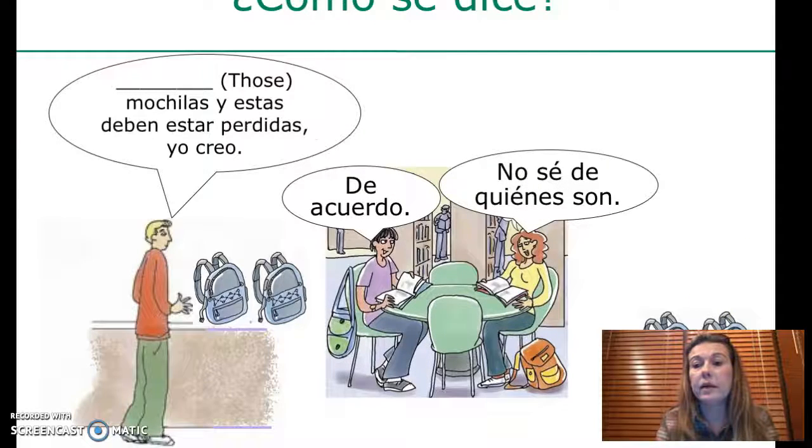And finally, there's a couple, you might be able to see them sticking out above my little video section over here. And he's going to say, aquellas mochilas y estas deben estar perdidas, yo creo. So he's saying that those over here and the ones that he's got near him must be lost. So what would match up with mochilas and mean those very far away? Aquellas. Muy bien.